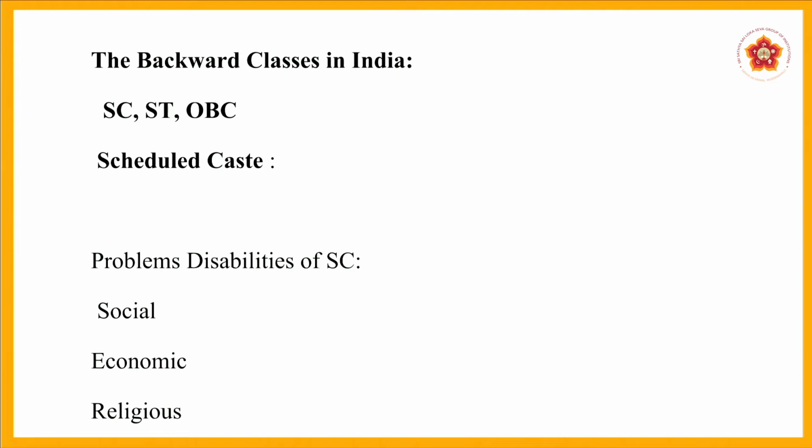So, let us take up the backward classes in India, which comprise scheduled caste, scheduled tribe and other backward classes. When we took up scheduled caste, it has the problems or disabilities of scheduled caste, which were grouped into three titles: social problems or social disabilities, economic disability and religious disability.